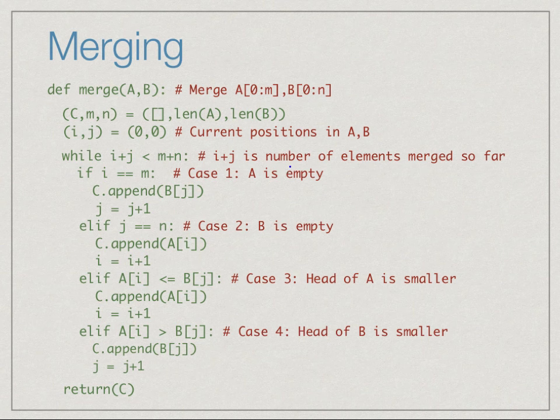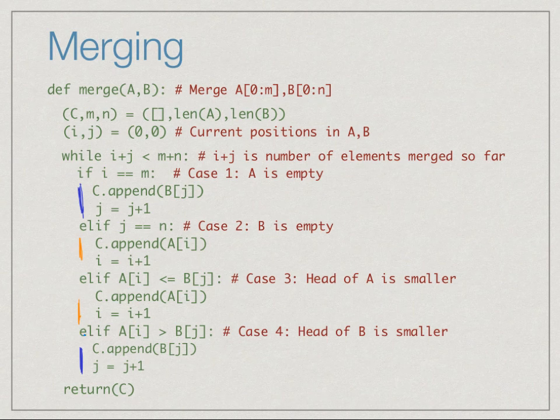So if we go back and look at this code again, then it appears as though we have duplicated the code in a couple of places. We have two situations, case 1 and case 4, where we are appending the element from B into C and incrementing j. And similarly, we have two different situations, case 2 and case 3, where we are appending the element from A into C and then incrementing i.